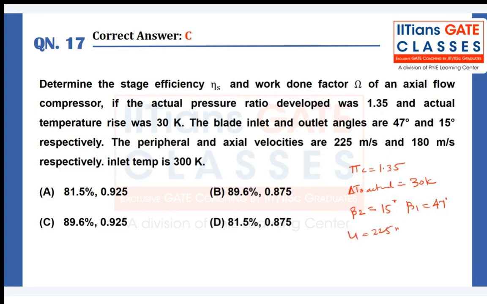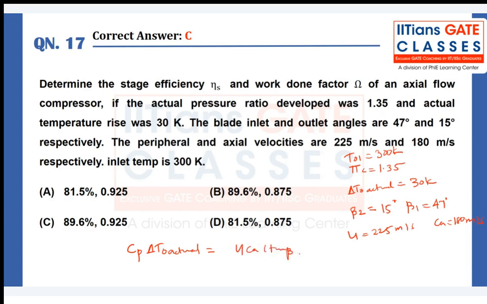U is 225 meters per second and CA is 180 meters per second. The inlet temperature T01 is provided as 300 Kelvin. We need to determine eta stage and work done factor. So in order to determine work done factor, we can, on the left hand side, put the actual enthalpy rise that is occurring across the compressor stage, and on the right hand side we will use Euler work done equation U CA.